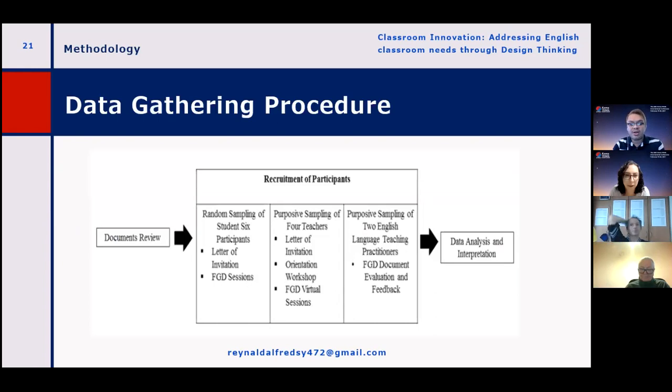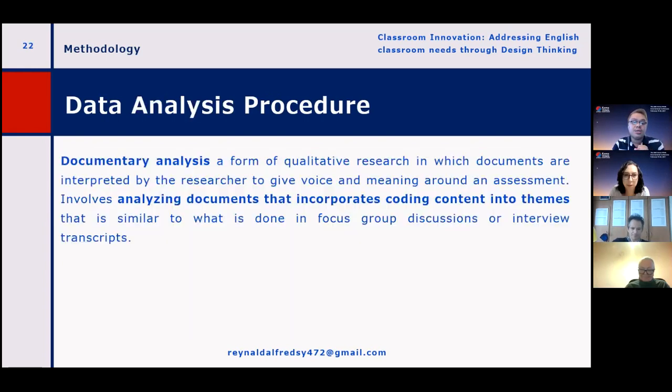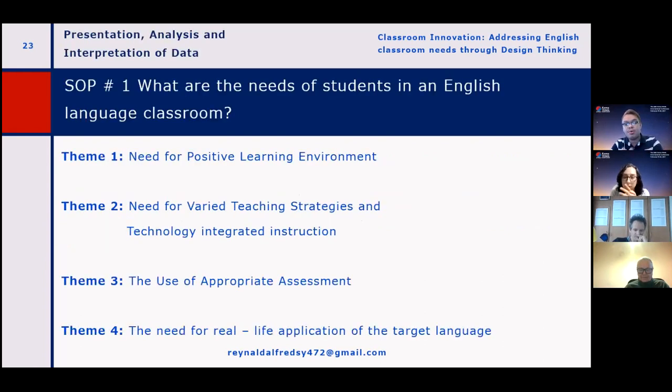This is the data gathering procedure, but then again, for the recruitment of the participants, as mentioned earlier, it did not push through because of the limitations encountered by the researcher. So documentary analysis, of course, we've taken themes from the context on where the discussants are coming from. So what is their experience in their classrooms? And from these ideas, from these experiences, we've clustered them into themes. So these were the themes that we were able to draw out of the context of the learners.